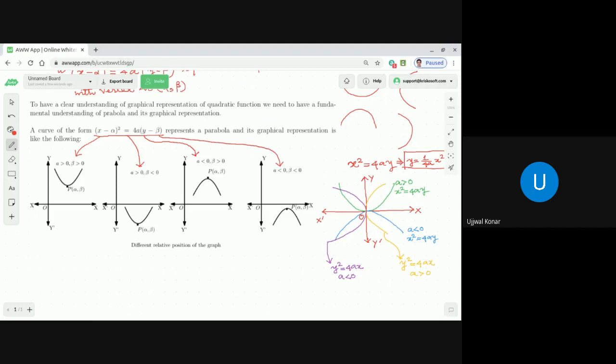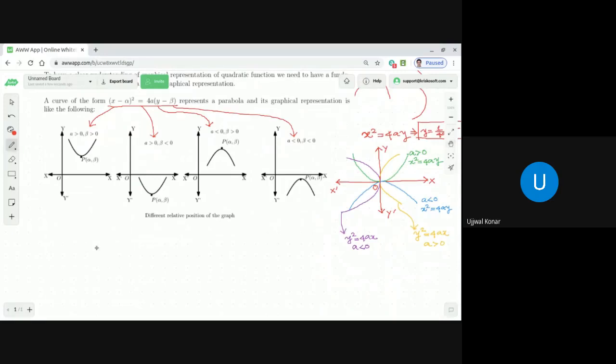Now, what is our point of discussion, dear students? Our point of discussion is to study y equal to ax square plus bx plus c. So now what we are going to do is express y equal to ax square plus bx plus c in the form of (x minus alpha) whole square is equal to 4a into (y minus beta). But how can we do this? Let us do it quickly, and you can also do along with me, dear students.